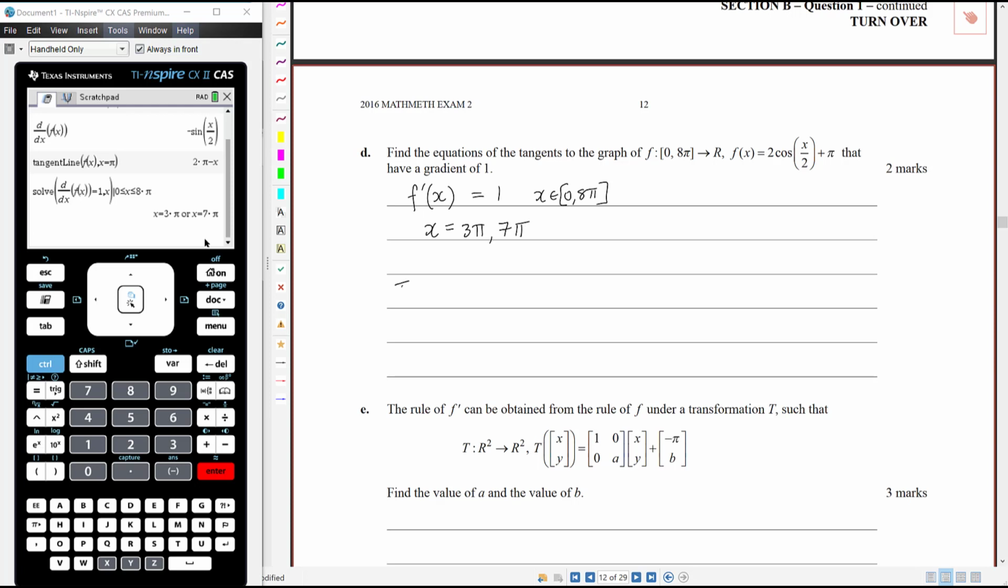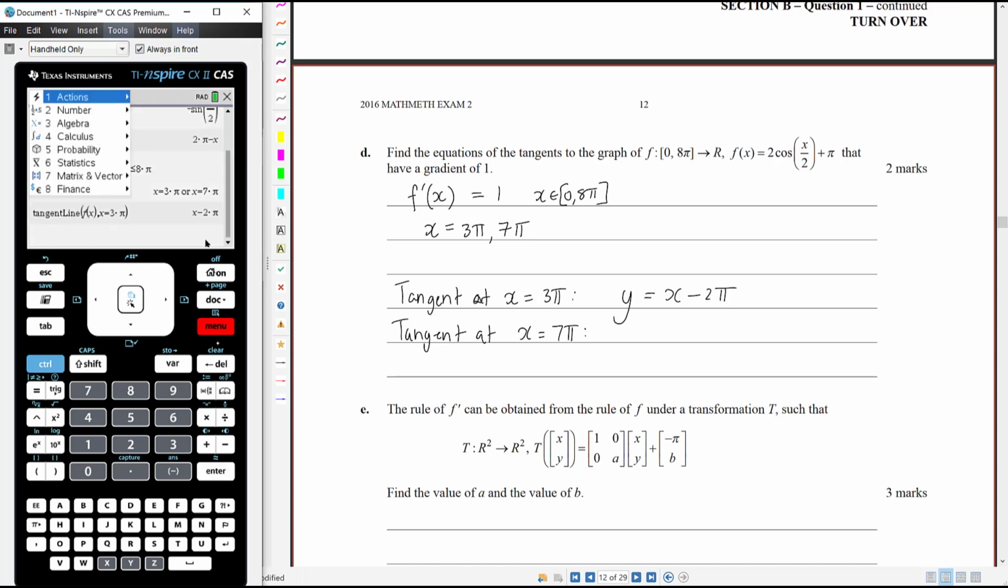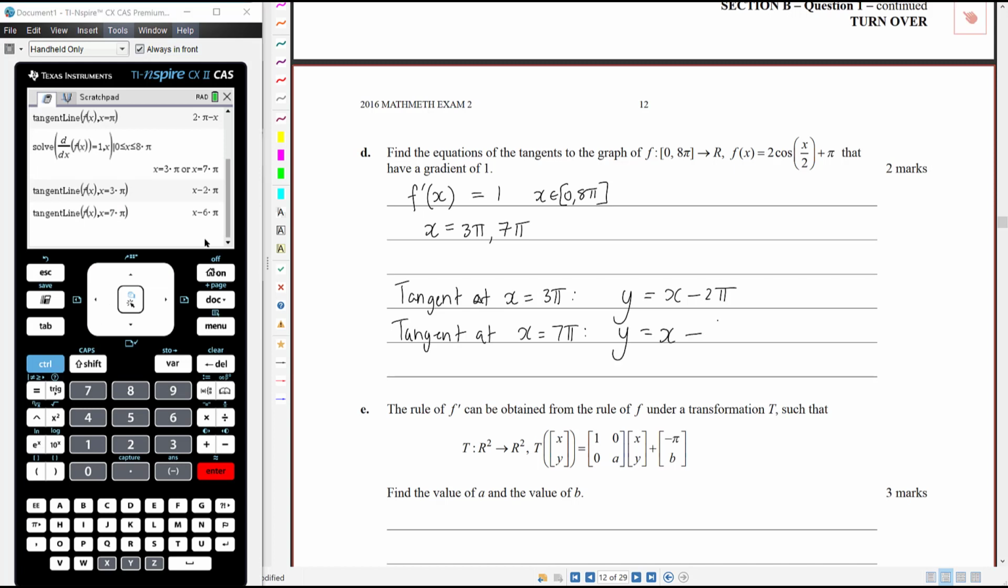Okay, so we just need to find two equations of tangents. Again, our CAS can do that for us. So the tangent at x equals 3 pi, well actually we can just edit our previous calculation up here. So the equation of the tangent when x equals 3 pi is going to be y equals x minus 2 pi, and the tangent at x equals 7 pi is going to be, I'm going to edit my previous calculation, y equals x minus 6 pi.